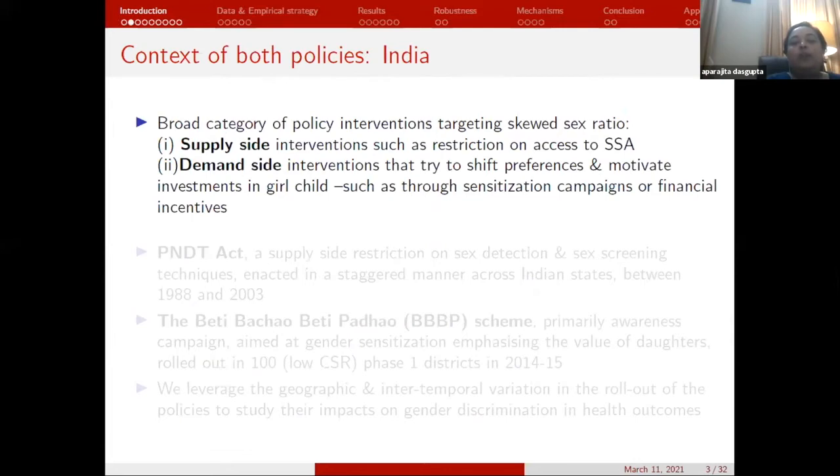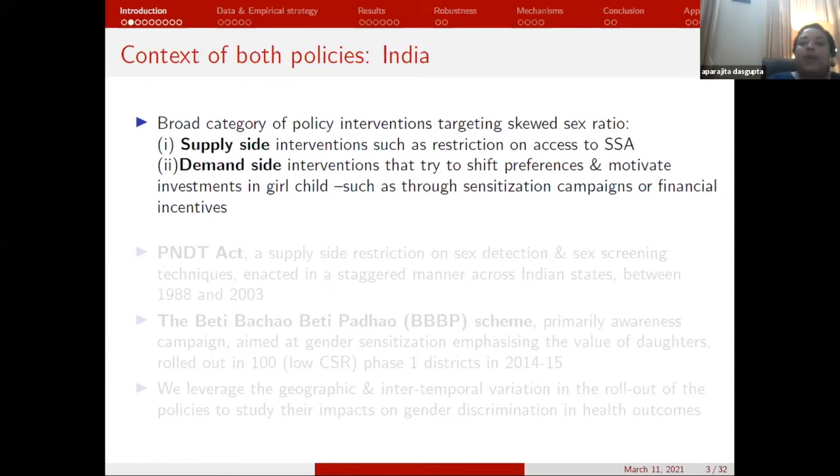In terms of how to think about policy targeting sex selective abortion or the problem of missing women, the broad categorization of policy interventions has been under two types. There could be supply side interventions such as restricting sex selective abortions, or there could be demand side interventions that try to shift preferences and motivate investments in the girl child, through behavioral change of parents, such as through sensitization campaigns or through financial incentives.